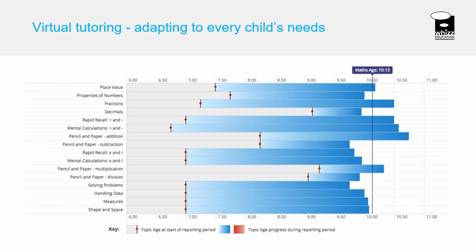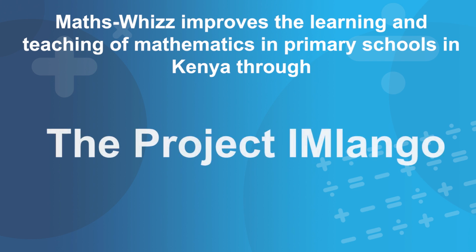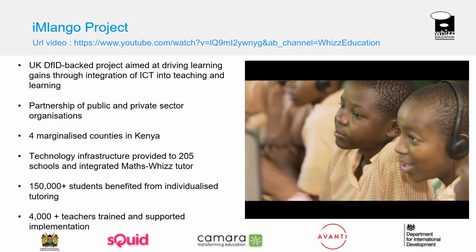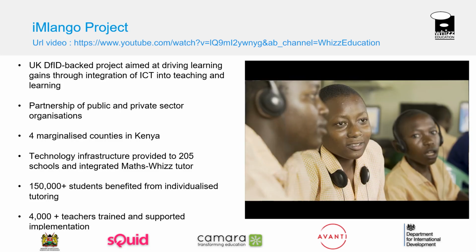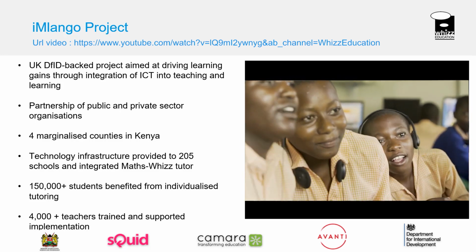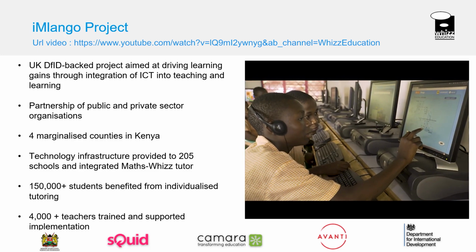The student has a much more rounded learning profile with solid foundations across the board after improving in each of those topics. I am going to take you through one of our implementations in rural Kenya to show you how we have used the data that comes out of the tutor to uplift the way math is taught. Since 2015, Whizz Education has worked to improve the learning and teaching of mathematics in 205 primary schools in Kenya through an exciting project. This was a DFID-backed initiative and we worked with other partners to deliver learning through ICT. The Whizz virtual tutor was integrated in these classrooms through a blended learning approach that combined offline and online instruction to maximize learning outcomes.